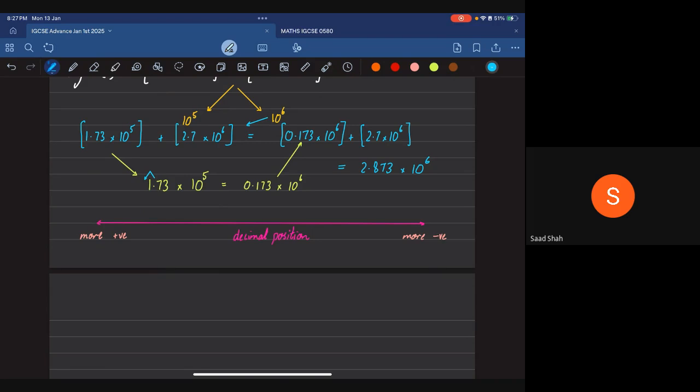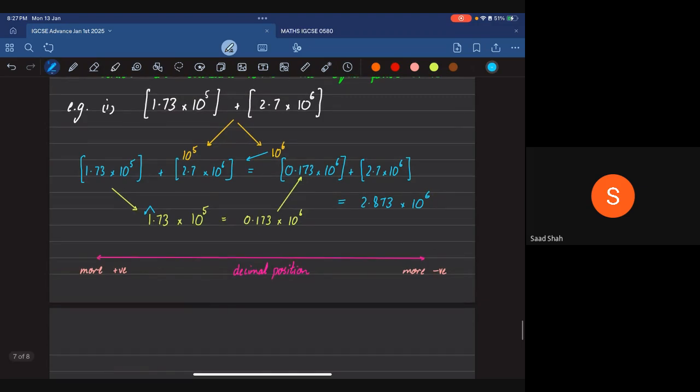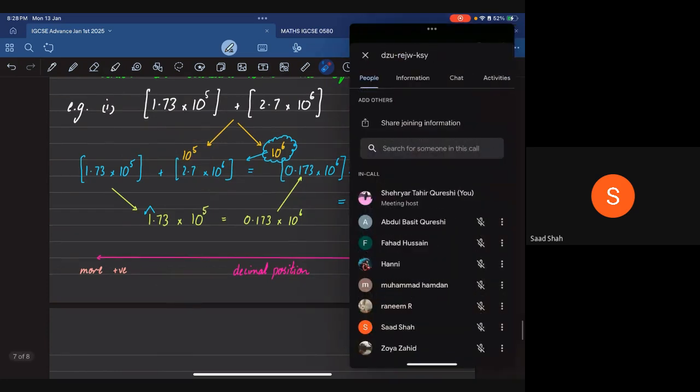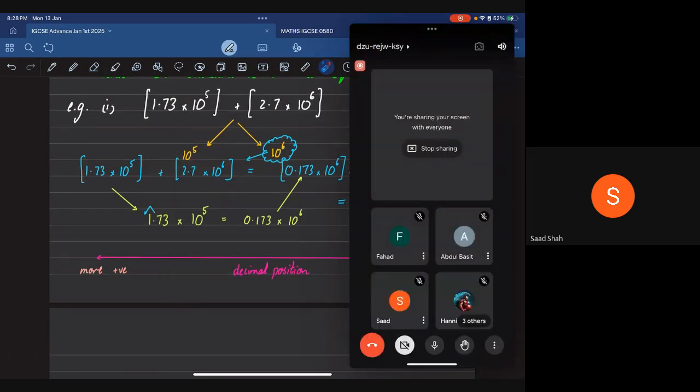Kindly check, guys, if I made any calculation mistake. I did this question by converting both terms to 10 raised to the power 6. Now I want you to attempt it with 10 raised to the power 5. Convert the 10 raised to the power 6 to 10 raised to the power 5, and you should be getting this answer, because regardless of which way you use, the answer in standard form is going to be the same. Kindly do this and let me know when you're done. Quickly do it, I'm giving you 2 minutes.